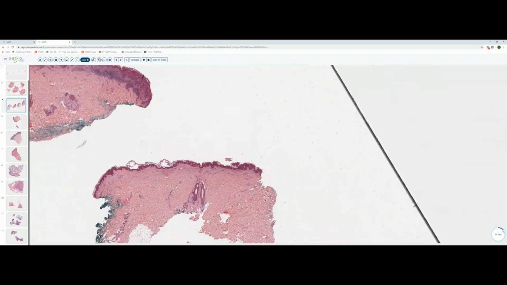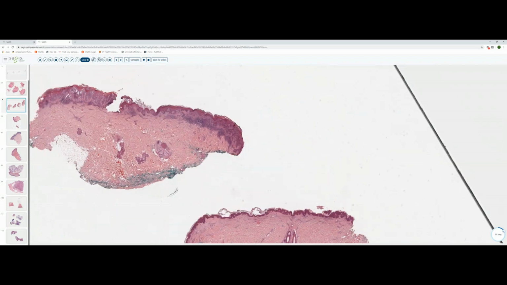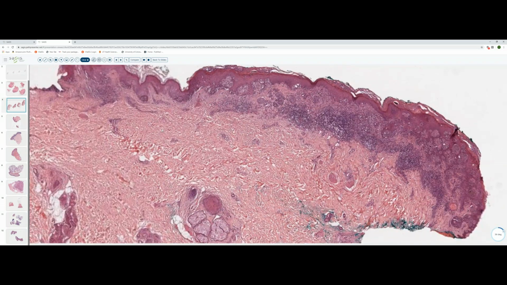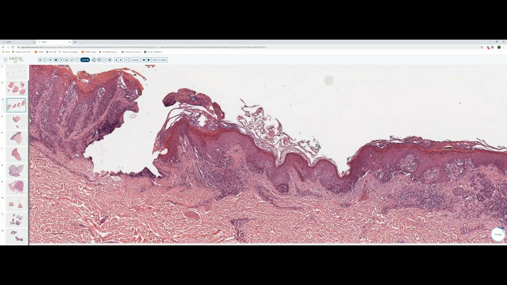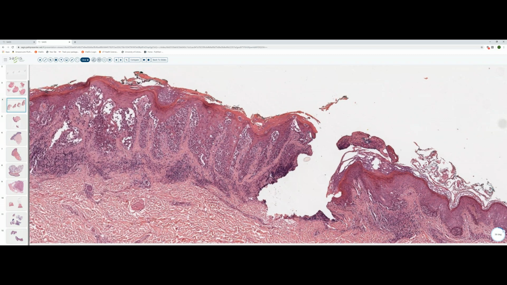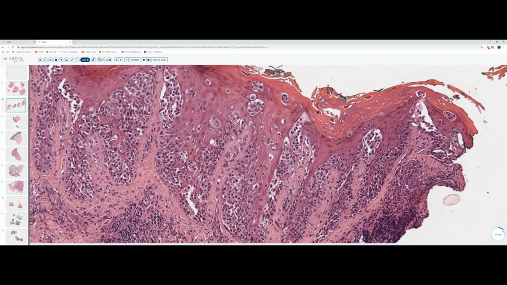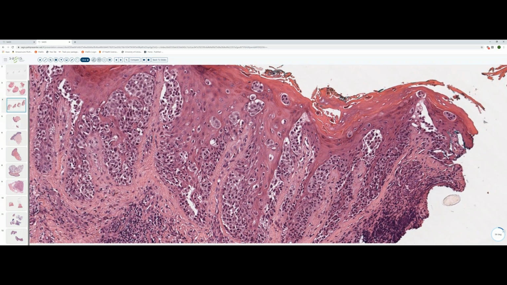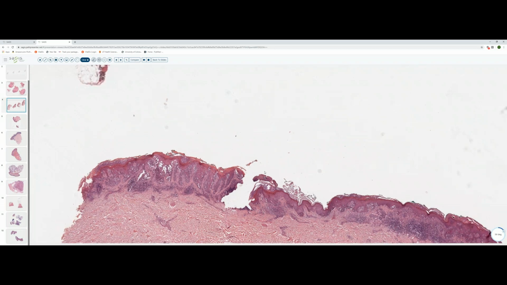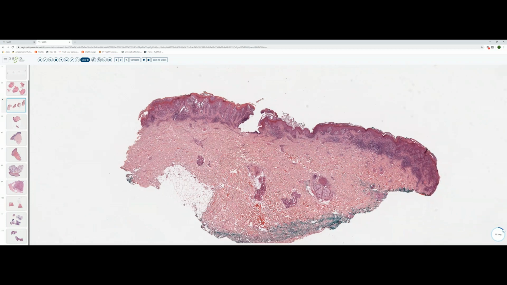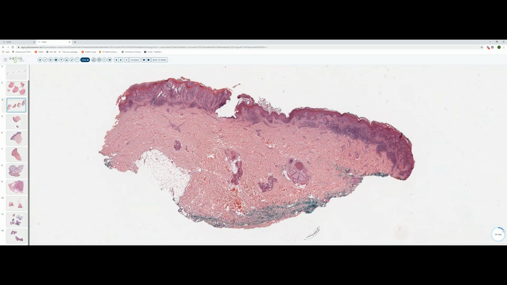Again, fairly broad, asymmetric. The nests are variable in size and shape and not equidistant from one another. There's, in areas, quite a bit of pagetoid spread, or scattered melanocytes as solitary units and nests into the overlying epidermis, and there's clear-cut cytologic atypia. So hopefully this didn't give anybody too much trouble, and I can virtually guarantee you you're going to get a melanoma of some form on your exam.